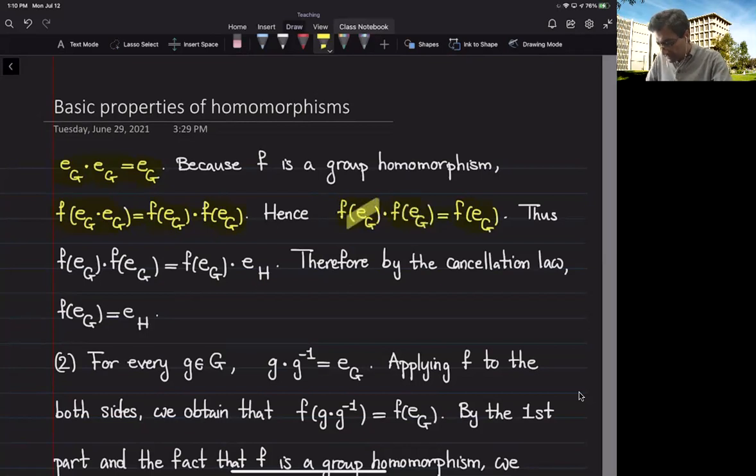Now I cancel out these two. That means I'm going to multiply both sides, or I can write this as F of e_g times the neutral element of the codomain and use the cancellation law. Essentially, I'm canceling out, as I mentioned. I'm going to cancel out these two. I deduce that F of e_g is nothing but e_h, which means the neutral element of G is sent to the neutral element of H under a group homomorphism F.